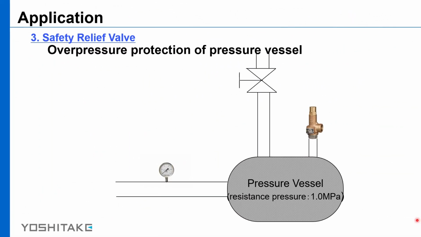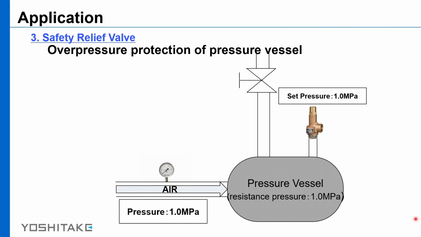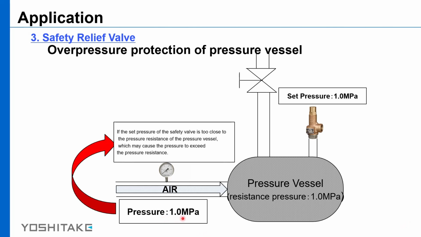This is the application of the safety relief valve for overpressure protection of a pressure vessel. The set pressure of the safety relief valve is 1.0 megapascal. The resistant pressure of the pressure vessel is 1.0 megapascal. If a fluid with a pressure of 1.0 megapascal flows here, the pressure will be 1.0 megapascal or more.